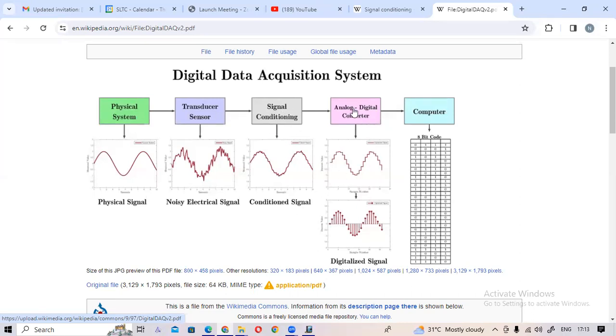Okay. Then analog to digital converter, then computer. So you can see the storage. Okay. So this is basic data acquisition system. You get the signal, then you convert it to digital, then you store it. Okay. So that is the basic data acquisition system. Please store this also.